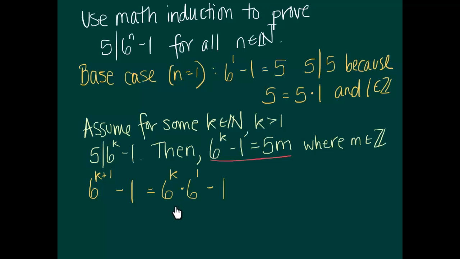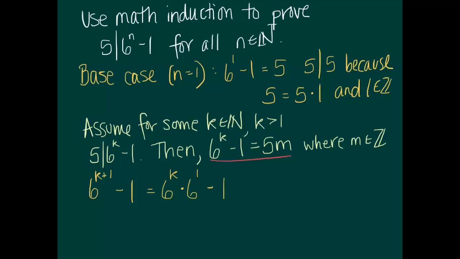exponent properties here. I have two numbers with the same base. I can add their exponents. K plus 1 is their exponent on 6. I just kind of use that property in reverse. 6 to the k plus 1 equals 6 to the k times 6 to the first. And then that minus 1 is still there.